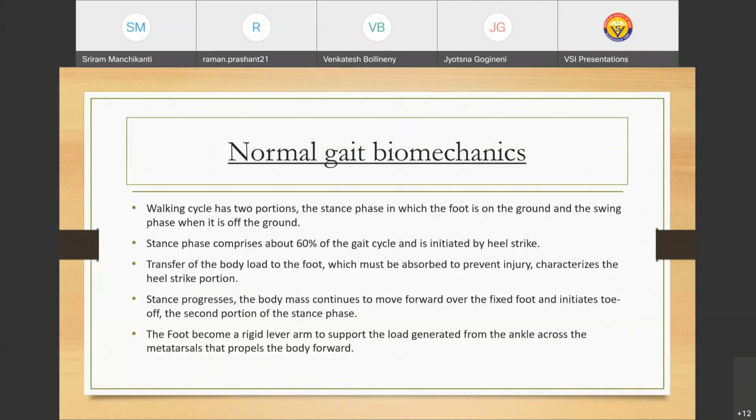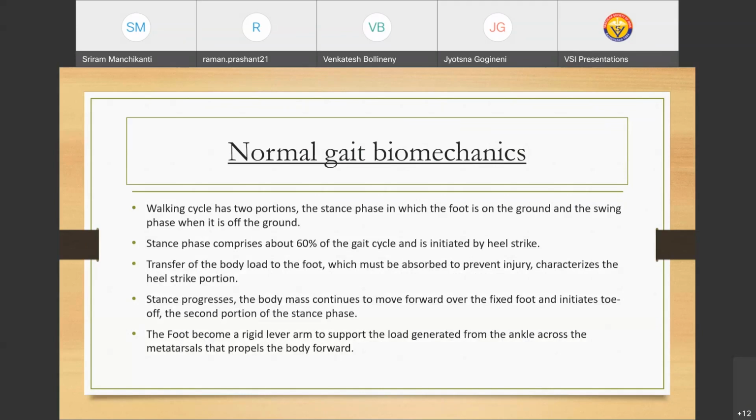So a brief account of the normal gait biomechanics. The walking cycle of any human is divided into the stance phase when the foot is on the ground, and the swing phase when the foot is off the ground. So the stance phase is about 60% of the gait cycle, and it's initiated by the heel strike, and this is the transfer of the body load to the foot, which is absorbed, and this characterizes the heel strike portion, which is the initial part.